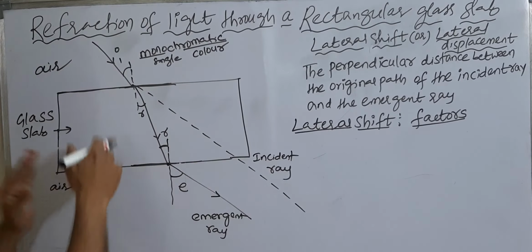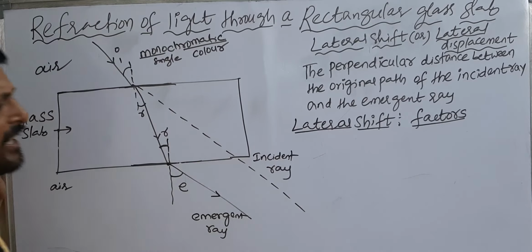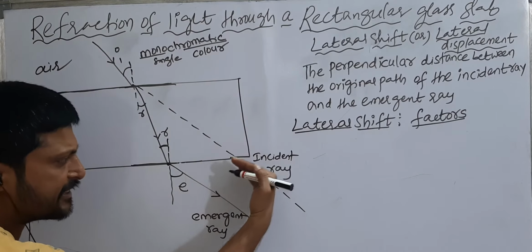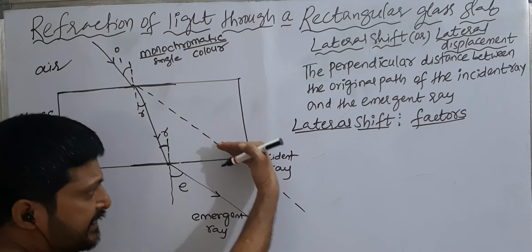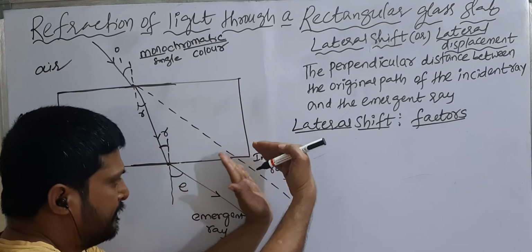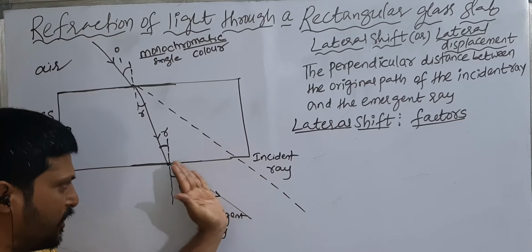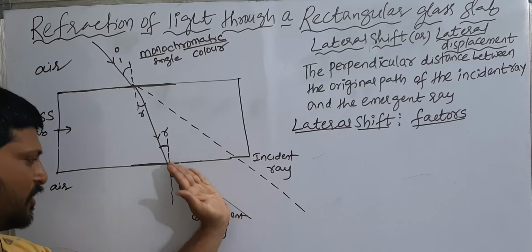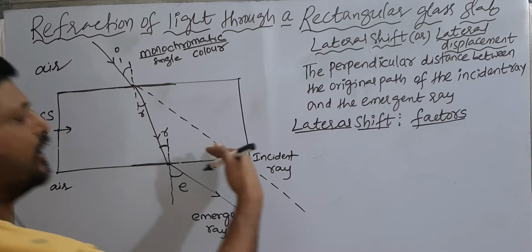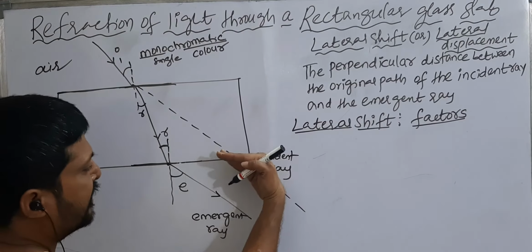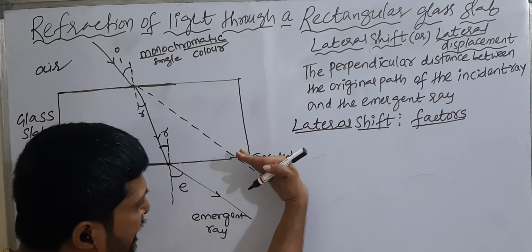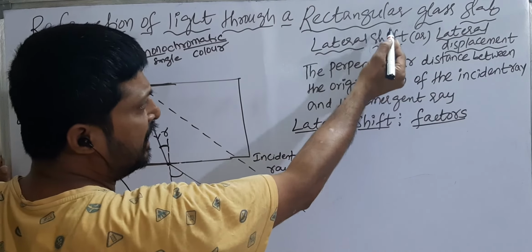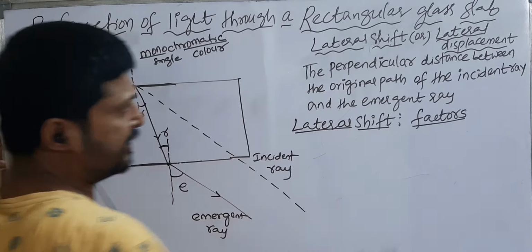If there is no glass slab, this is the actual path of the light ray. But due to the presence of the glass slab, the light ray shifts here, parallel to the incident ray. This is the actual light ray. It is shifting parallel. So the parallel shift we can call lateral shift or lateral displacement.